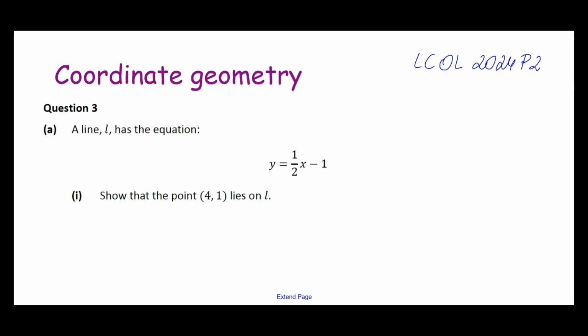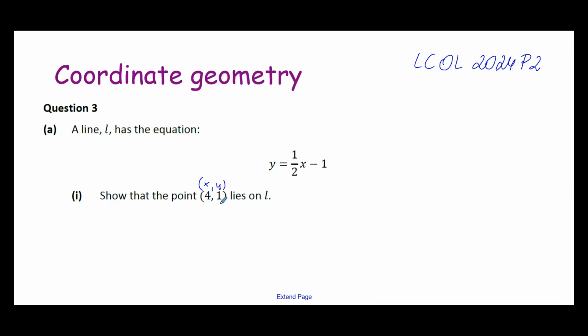One of the topics that is always there on your Leaving Cert is coordinate geometry. Let's have a look. A line L has the equation, and here we have the equation. And then what do we need to do? We have to show that the point (4, 1) lies on the line L.